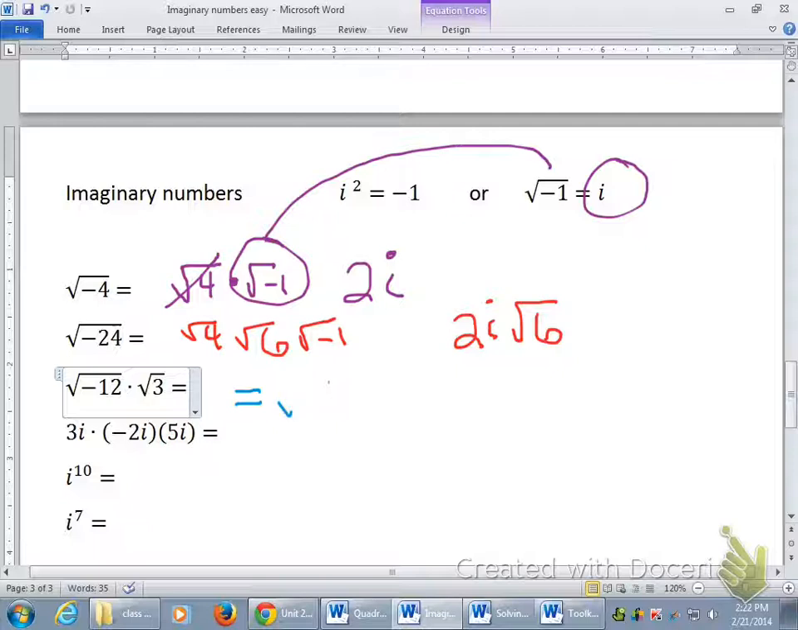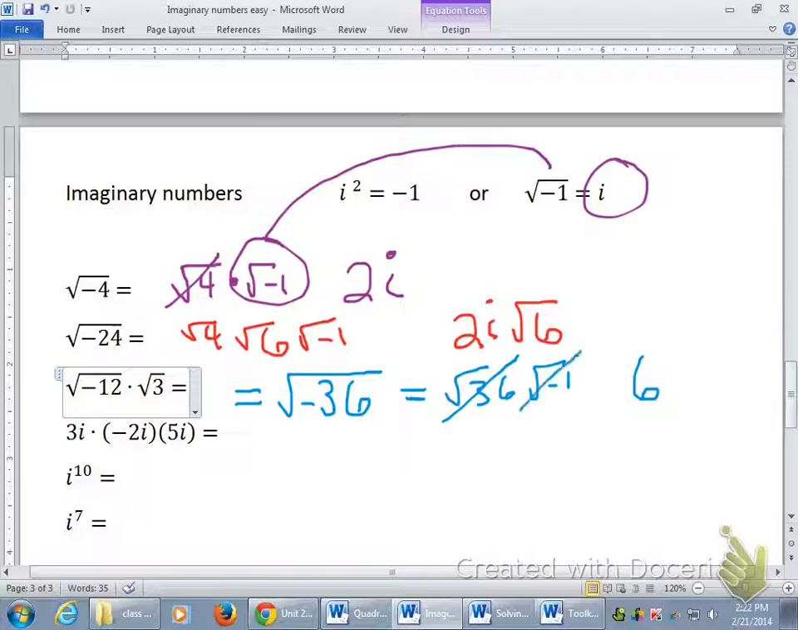So why don't we do negative 36? Negative 12 times 3 is negative 36, right? Now that ended up being nice, didn't it? Because 36 was perfect. So I'm going to go another step. I'm going to break that down into square root of 36 and square root of negative 1. And I can simplify both of those. Square root of 36 is just plain old 6. And the square root of negative 1 is the letter i. It's imaginary.